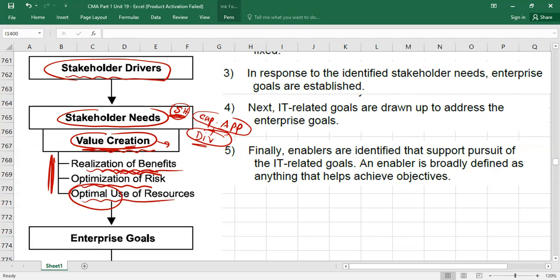Don't get lost. I'm now going to link the information. Number one, identify the stakeholders' needs. According to the stakeholders' needs, you have to create the value. And when you are creating the value, these three points should be in your mind. Value creation means when benefits are more than cost. You should realize the benefits, you have to optimize the risk, and you have to use the resources in an optimal way.